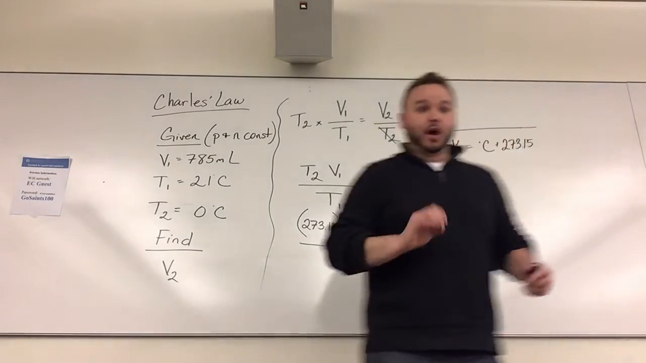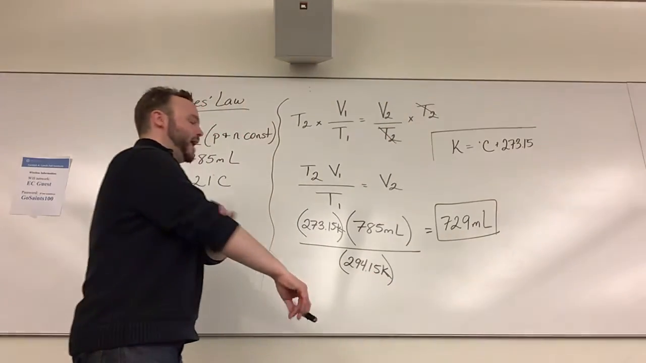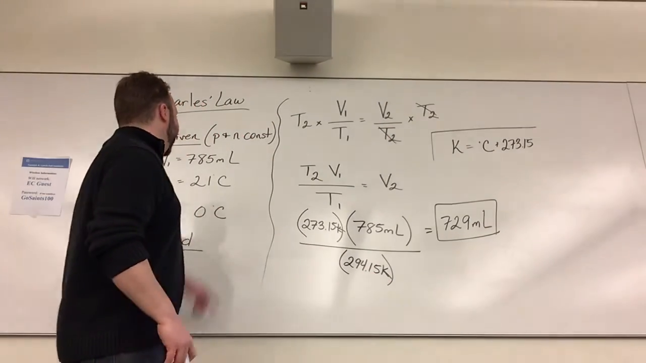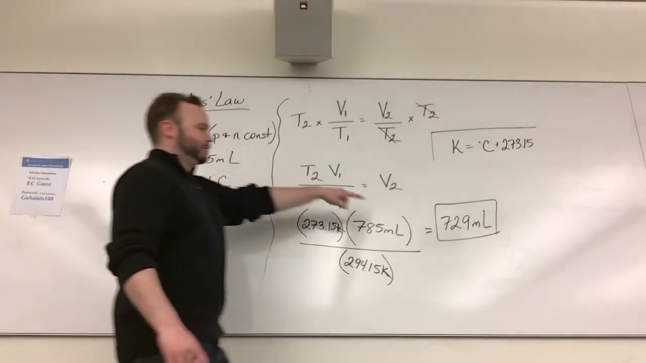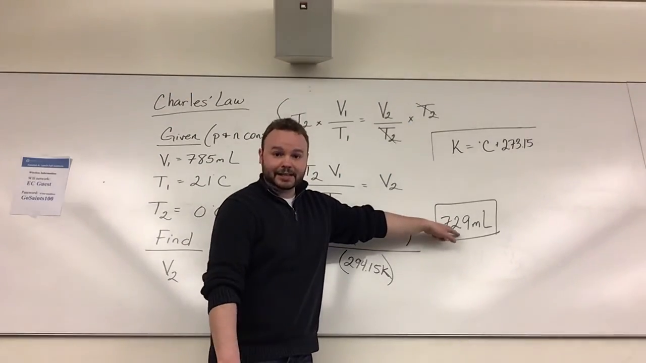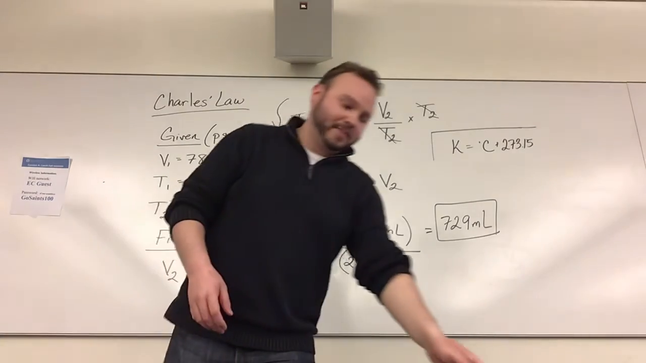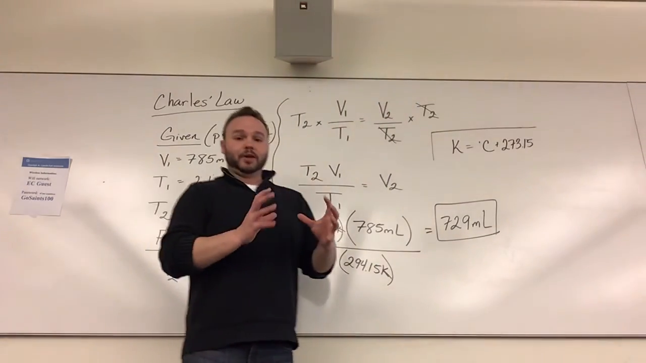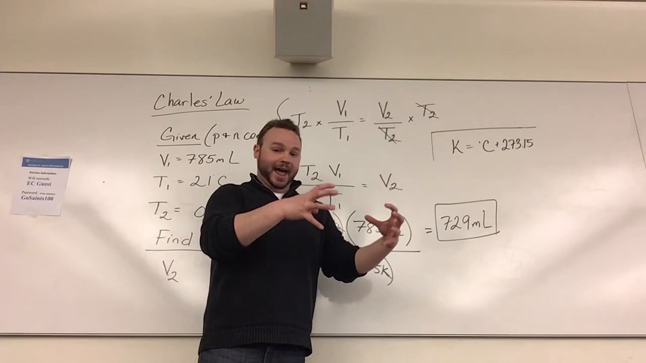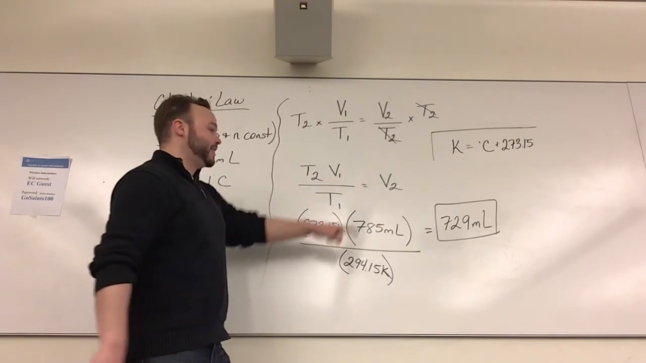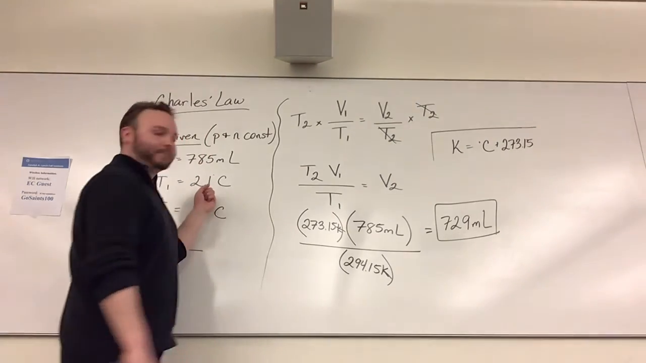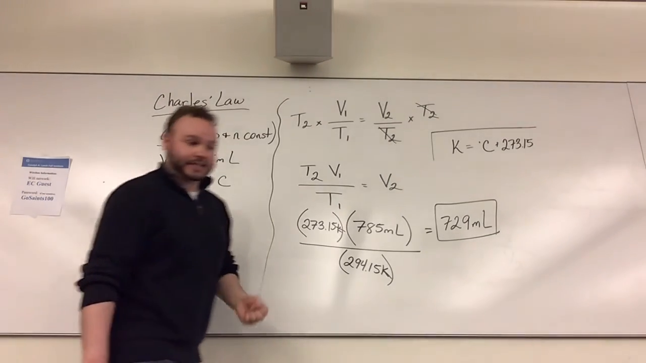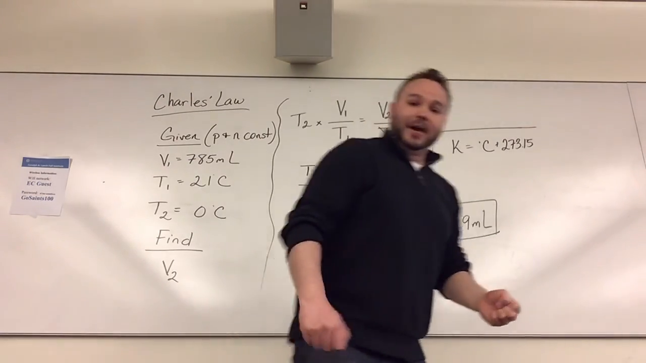That's a question you should always ask yourself when you're done doing any kind of calculations. I started at 785. It reduced down to 729, and that makes sense because maybe you've seen it before. If you take a blown up balloon and put it in an ice water bath, it actually will contract. And that's exactly what we see. We have contraction because we cooled it from roughly room temperature at 21 down to 0, which is freezing. So that was Charles' Law.